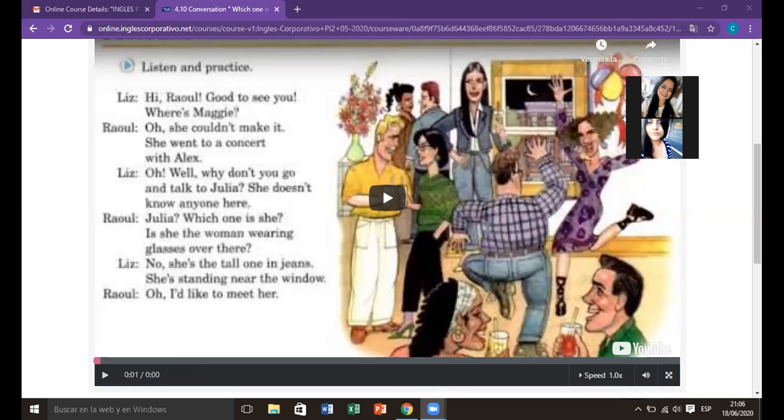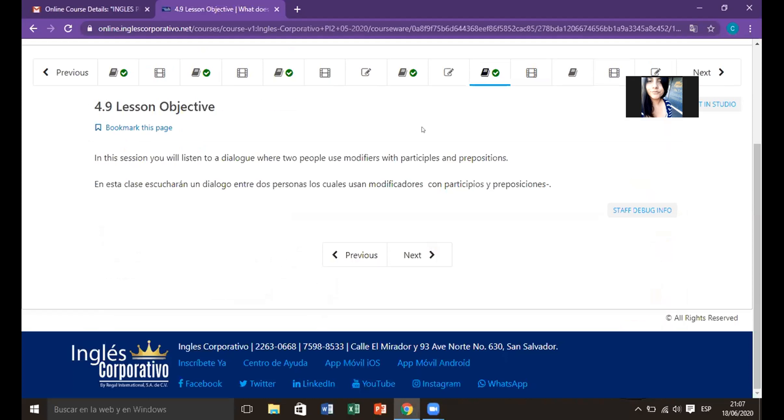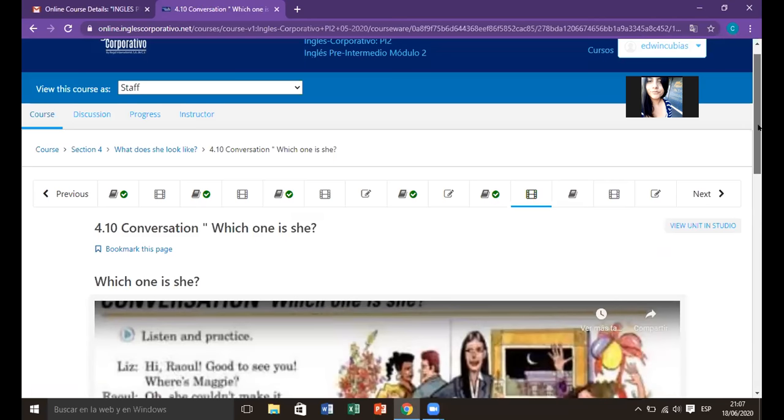Okay. That's what we can see in here, participles and prepositions. Participles are the activities with ing: wearing glasses, standing. Those are participles. The prepositions are the places, for example, near the window or next to. Those are the things that we use for this unit. The idea for 4.9 is participles and prepositions. Participles are ing, the present participle. And the prepositions tell you the location: next to, in front of, behind, between.